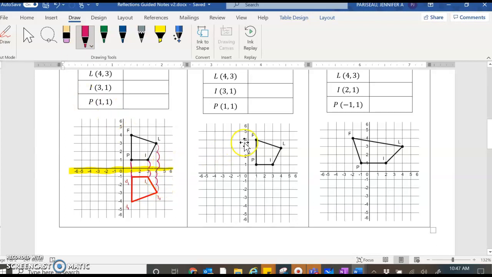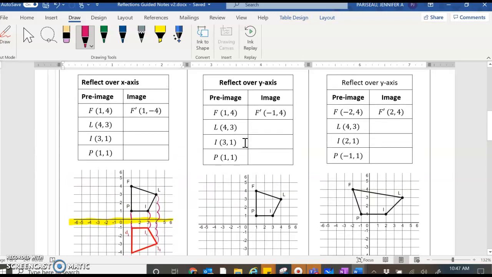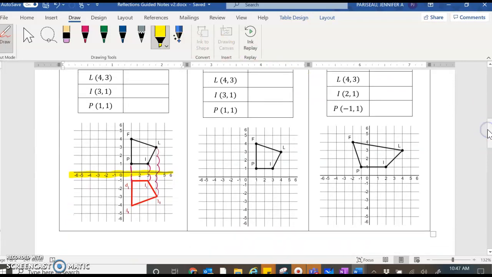All right, so then the same thing for example 2. If we reflect it over the y-axis this time, let's go ahead and highlight that one. Let me scroll it down just a little bit. Again, I like to highlight or color my line of reflection so that I don't accidentally go the wrong way, which is a common mistake there.